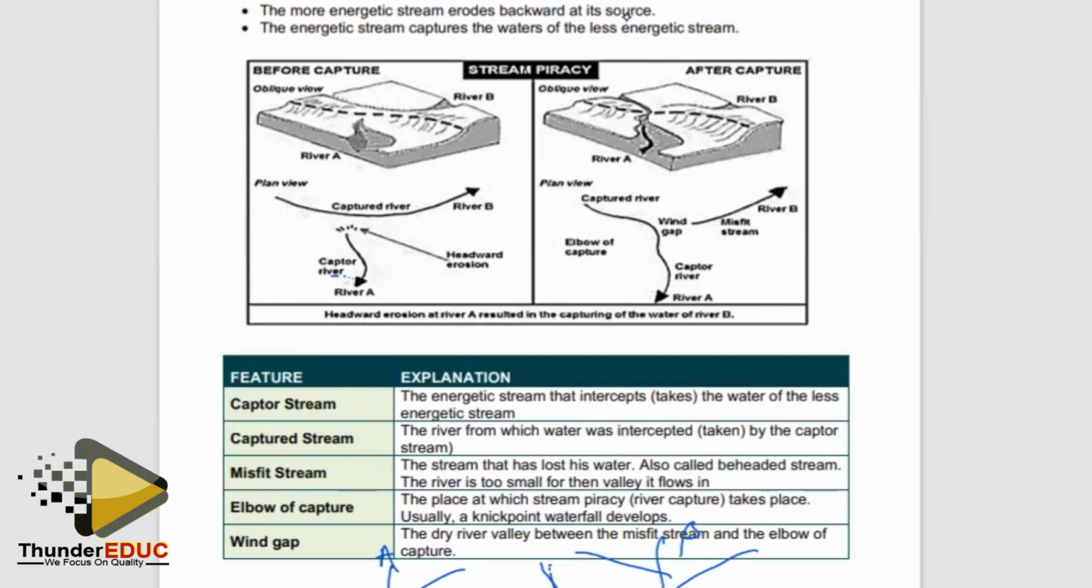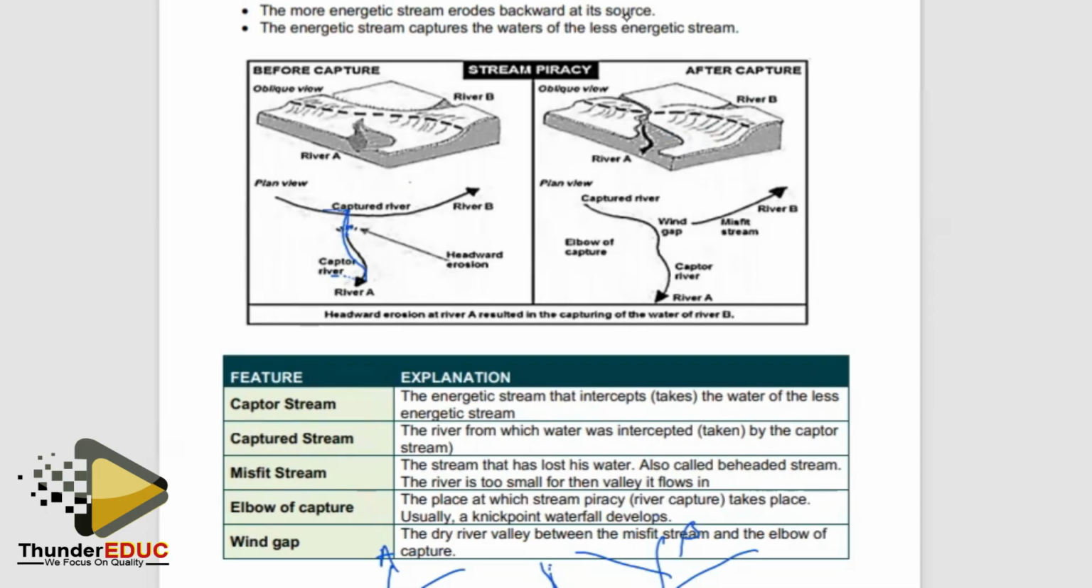So it means if river A is the captor here, it is going to cause headward erosion. Headward erosion in the sense that it is going to lengthen its channel, and it will end up getting into the area of river B. The moment it gets here, the water now diverts, it feeds into here. So basically that is the process of river capture. We have a captured stream, this has lost its water, and the captor is the one that has intercepted the water. And we have headward erosion, which is responsible for lengthening the channel.